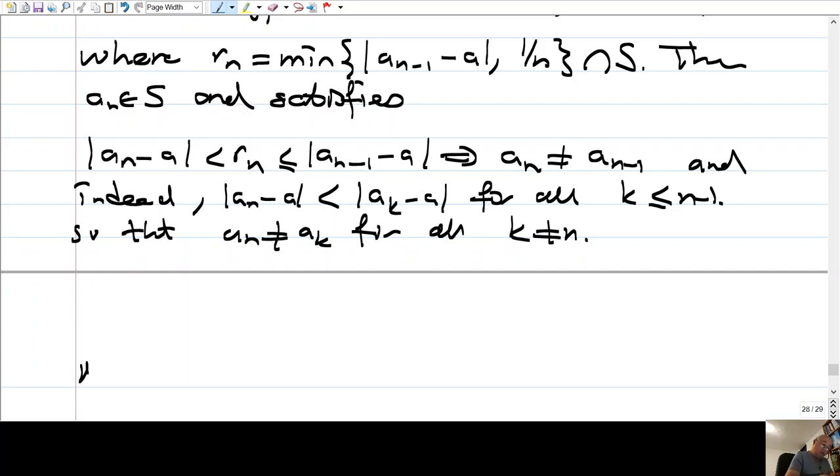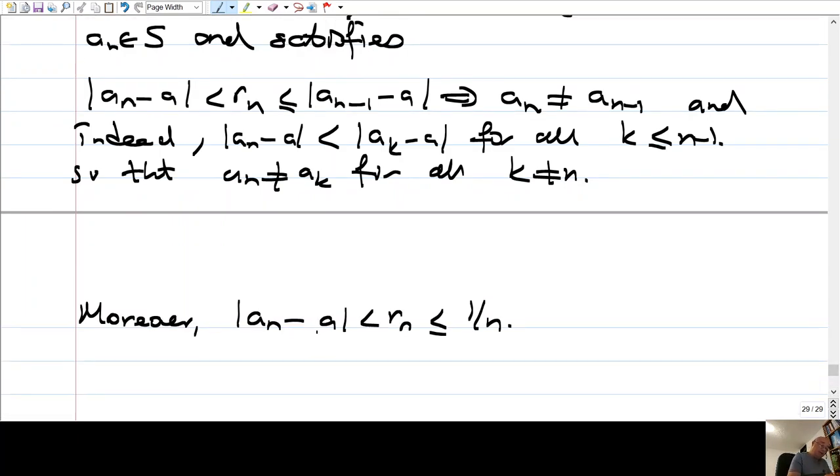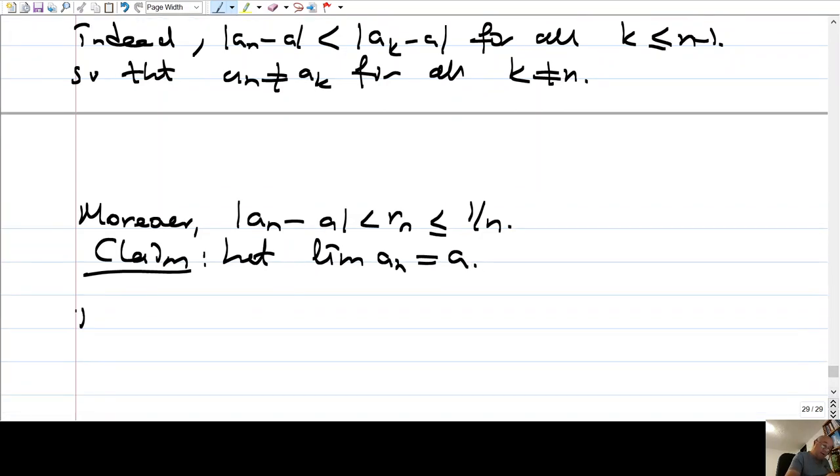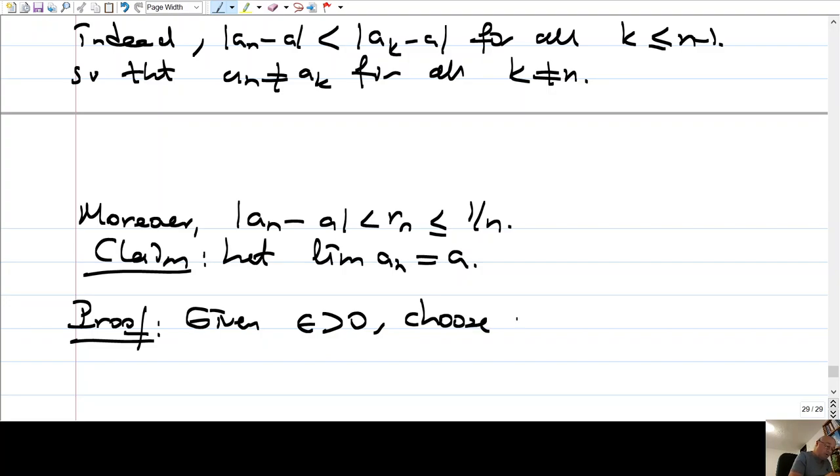but on the other hand, moreover, what is the distance between AN and A? It is less than RN, and that distance is less than or equal to 1 over N. Okay, and this implies what? You see, this implies the claim: limit of AN is equal to A. Why is that? Well, because you see the distance between AN and A is less than 1 over N. So given epsilon positive, choose N0 with what?